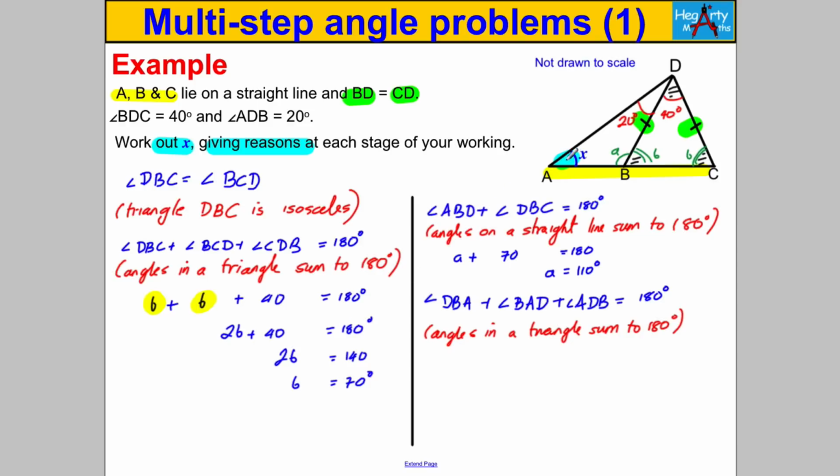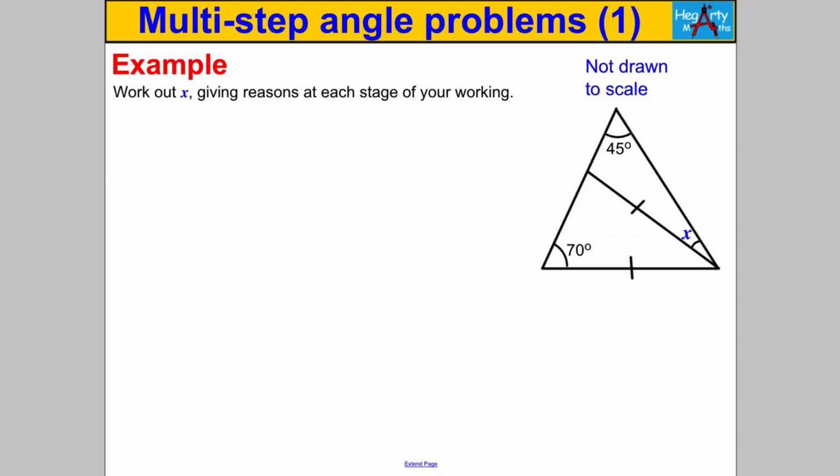So therefore I can state angle DBA, this one, is A, which I've just worked out is 110 degrees, plus BAD is X, plus this one here is 20, must add up to 180. So 110 add the 20 is 130, so therefore I get that X add 130 is equal to 180 degrees. Taking away 130 from both sides, X is therefore equal to 50 degrees, and we're done. Next question, pause the video and have a go.